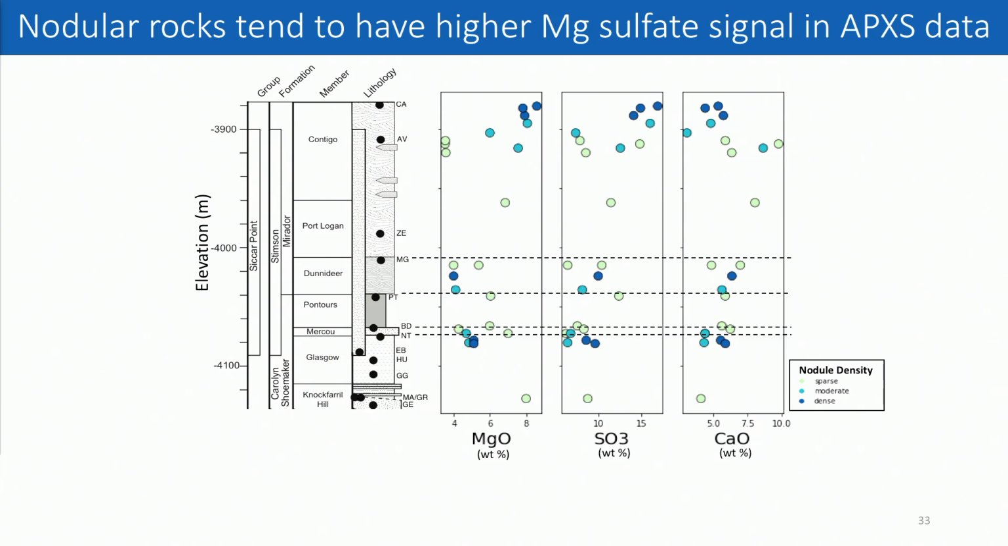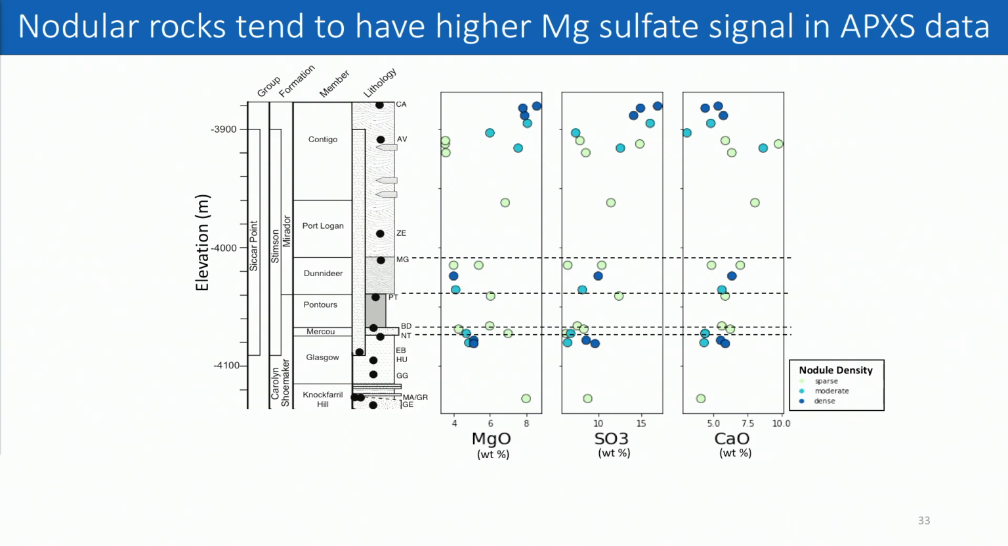This is a generalized correlation because I was just categorizing each rock based on how many nodules were on the entire rock, not individual nodules within the APXS spot. That's kind of a more challenging deconvolution that could be done in future work.